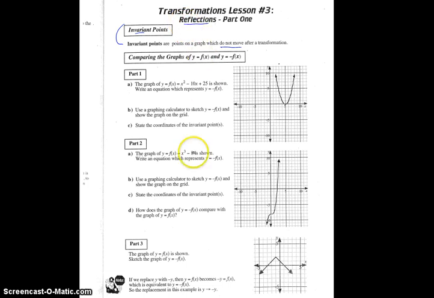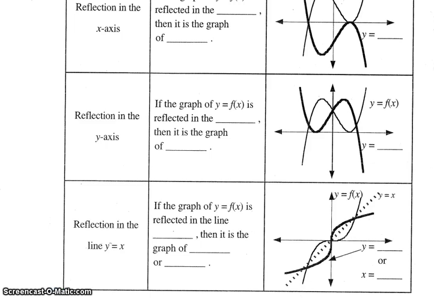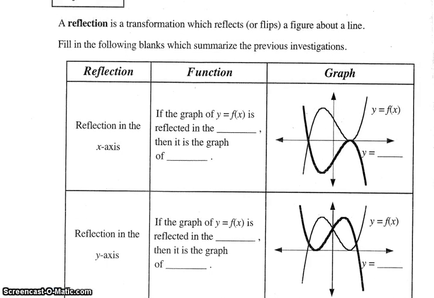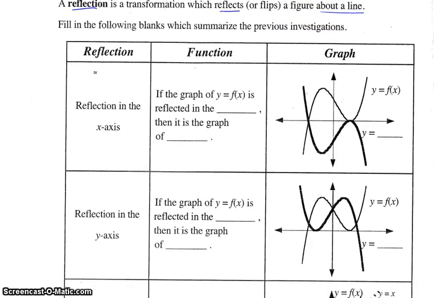Now, for the sake of time, we're going to skip the investigation part of this lesson, and we're going to go to page 92. If you guys could please find that page. Okay, this is basically the summary of the investigation that was discovered in the previous few pages. A reflection is a transformation which reflects or flips a figure about a line. And we're going to fill in these blanks to summarize the investigations.